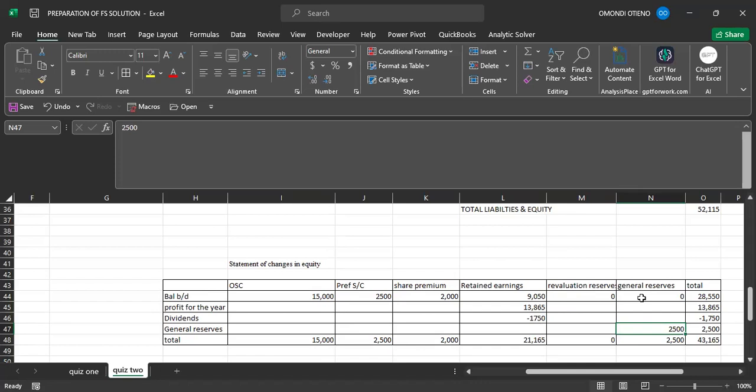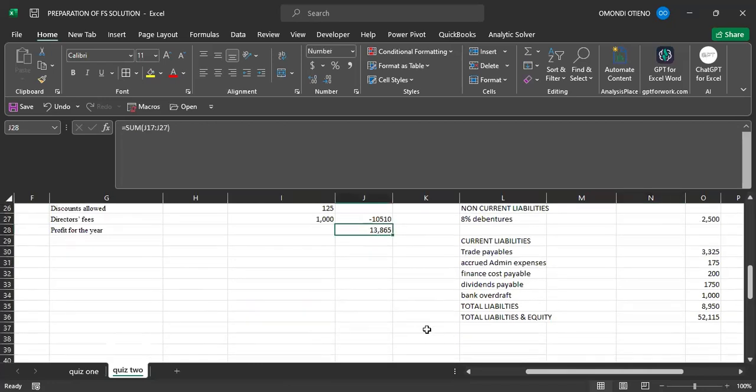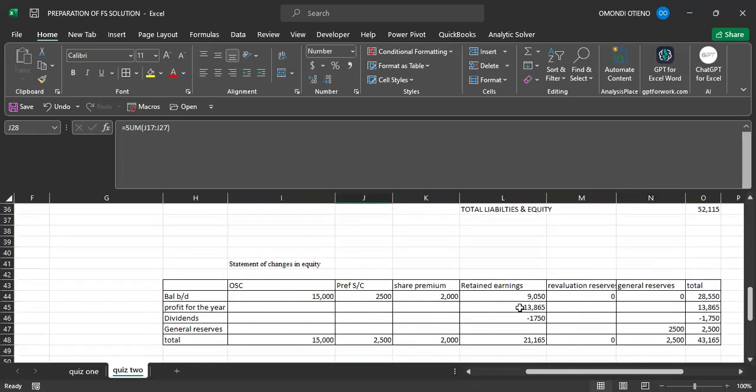We are taking it from retained earnings, from profit for the year, right? So profit for the year is here. We'll be increasing our retained earnings, which we have been able to do. But now, when you take this amount to general reserves, we must reduce it from the profit for the year. We must reduce it from the retained earnings. So it means our retained earnings is supposed to be affected. We're supposed to take 2,500 from retained earnings.